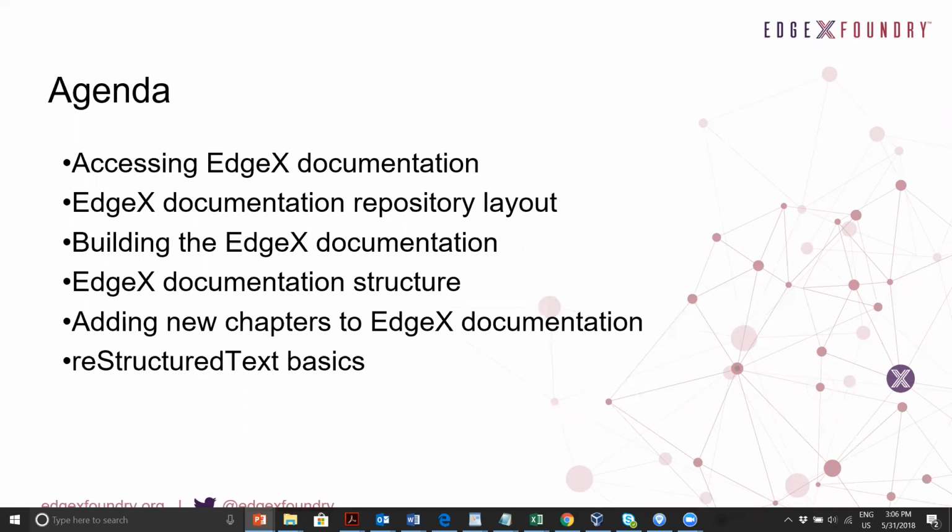We'll look at the actual existing structure of how we've created the initial set of EdgeX documentation, and some of the key things we'll look at is particularly if you want to add new sections and new chapters, what you need to do that. And then we'll do a tutorial on all of the basic things I think that you probably need to know initially when you're creating or updating the EdgeX documentation.